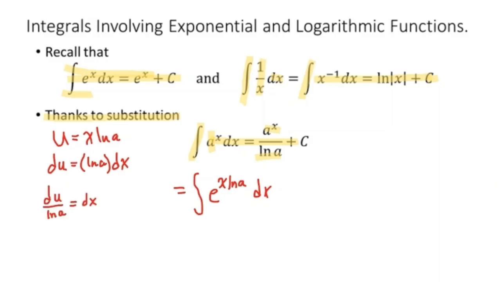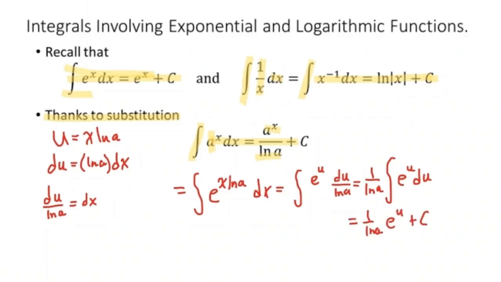So now we can substitute, and we get the integral of e to the u times du over the natural log of a. Dividing by the natural log of a is the same as multiplying by 1 over the natural log of a, which is constant, so we can kick that out of the integral. The antiderivative of e to the u is e to the u, and then we can plug our u back into place. And then we can rewrite the e to the x natural log of a back into a to the x. And there is our integration rule derived.